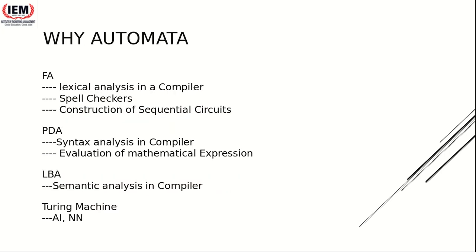Next, another important thing which should be known to you, which I already told you, but still just to repeat, the utilities of the automata. Finite automata is used in the lexical analysis phase of a compiler, spell checkers, construction of sequential circuits. Pushdown automata is used in the syntax analysis of compiler, evaluation of mathematical expressions. Linear bounded automata is used for semantic analysis in compilers, and Turing machine is used in AI, neural network, and many more. So just for your knowledge, these are the application areas of automata.